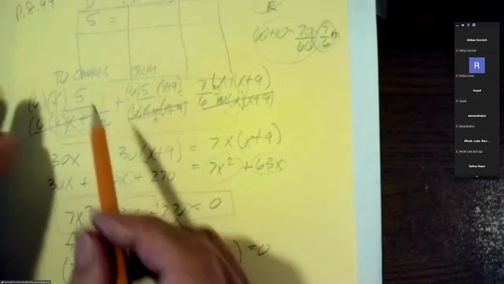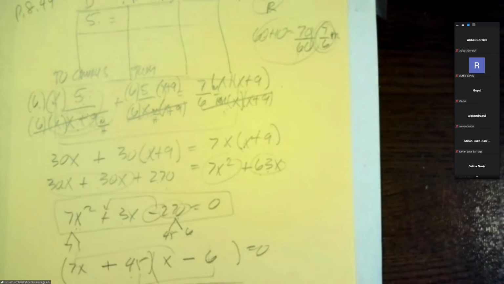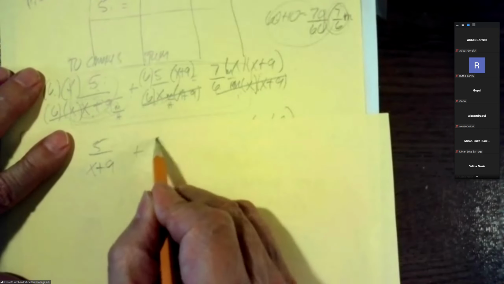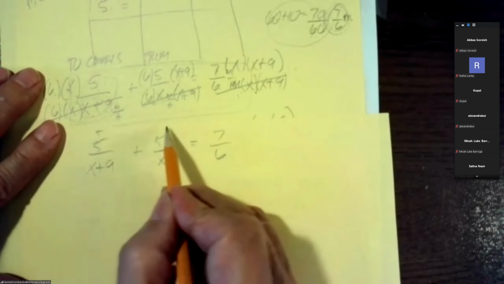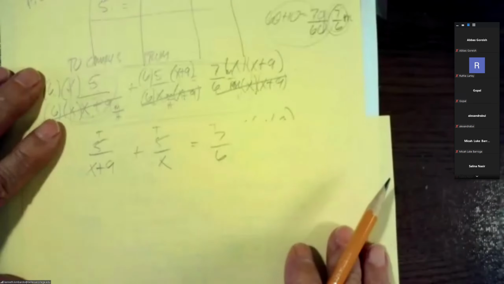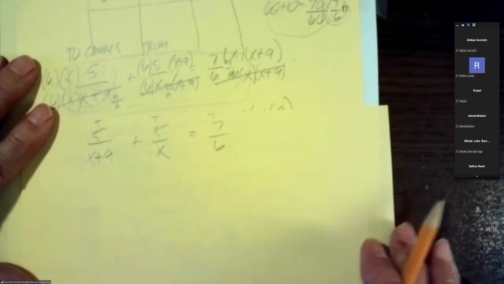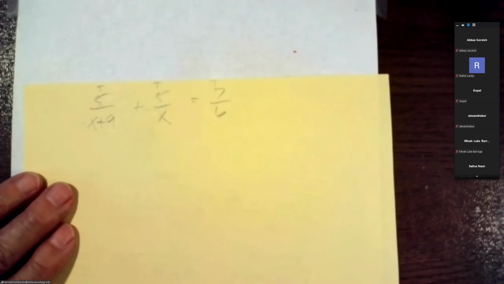So on that problem, we started off with 5 over x plus 9. So if I give you that as a separate problem, 5 over x plus 9 plus 5 over x equals 7 over 6. These are all times, aren't they? So if I ask you to simplify that and combine these fractions, can you do that? I would have the common denominator of 6x times x plus 9. That's right. That's what we had.